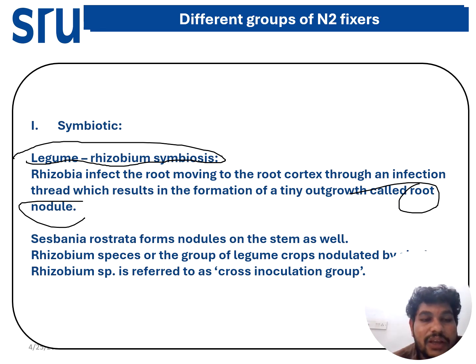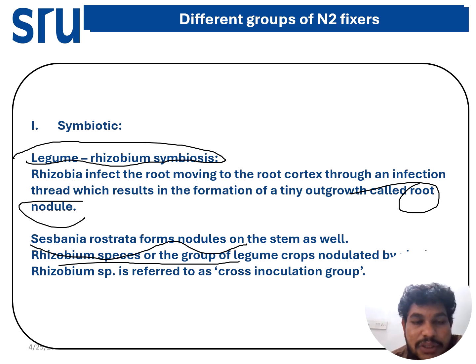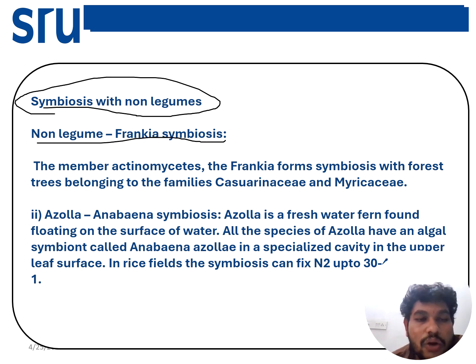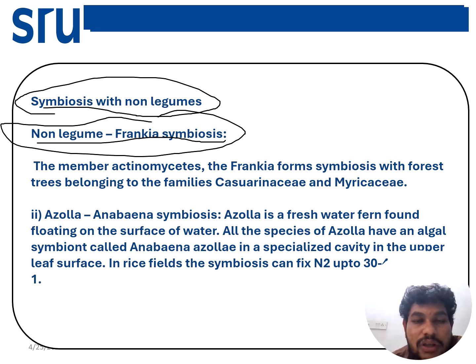So the plant will give the carbohydrates, and rhizobium bacteria will give the nitrogen to the plants. Sesbania rostrata forms nodules on both stem and roots. So rhizobium species will infect especially the legumes and form the nodules. Then there is symbiosis in non-legumes. This is also a mutual understanding, but with non-legume plants. Here actinomycetes do the symbiotic interaction.